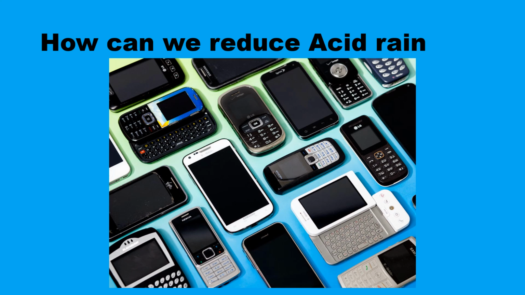So a simple thing that you can do to reduce the amount of acid rain in the environment is hold on to your cell phone for longer. Don't get a brand new phone every 2 years just because you can. Simple things like that are what we're going to be able to do to help protect the environment that we love.